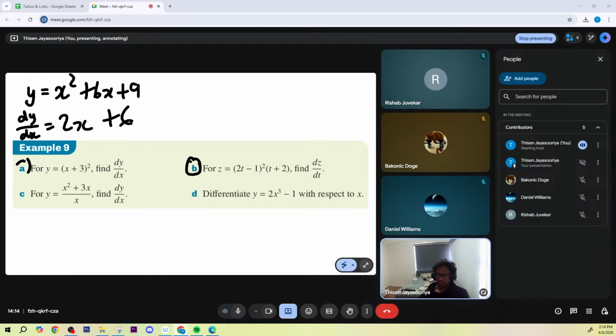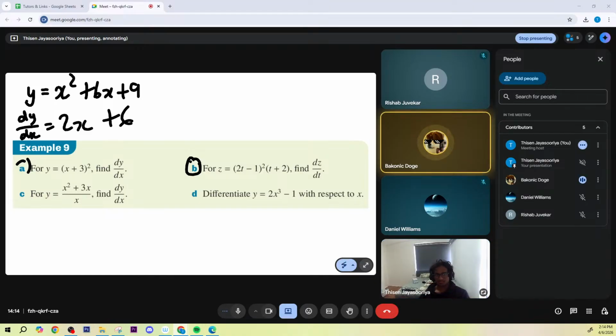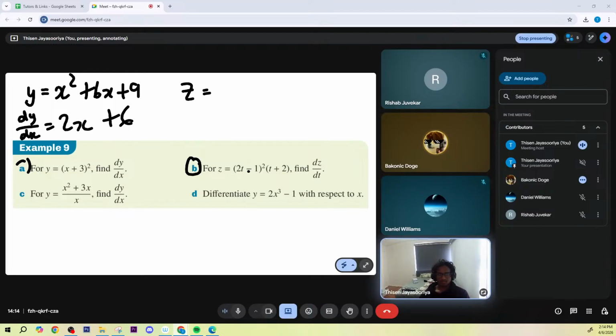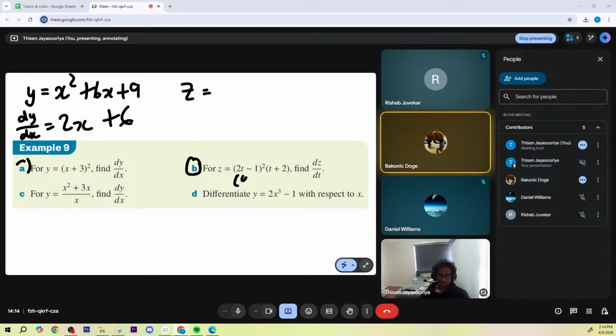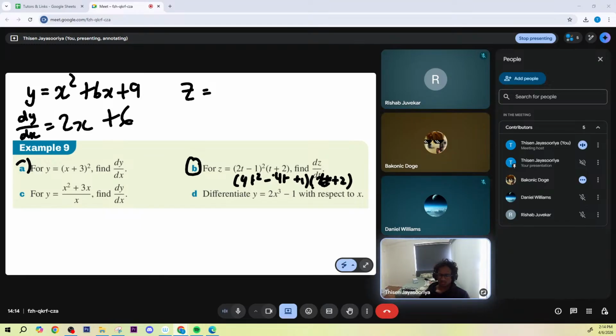Can I ask Joe, how would you find the derivative of this function? Do I expand the whole thing first? Yep. So what's the expanded version of this? 4t squared, minus 2t, minus 14, plus 1 times t plus 1, plus t plus 2. And then what do you do from there?